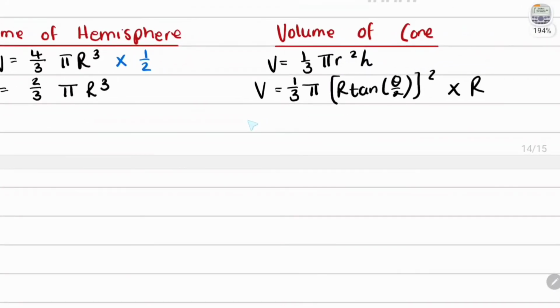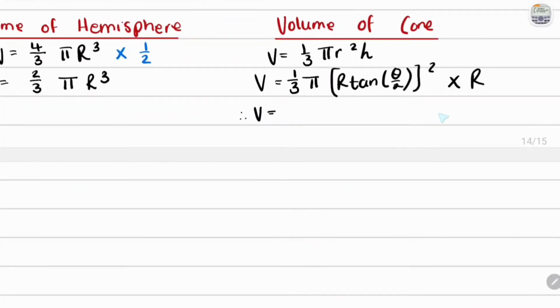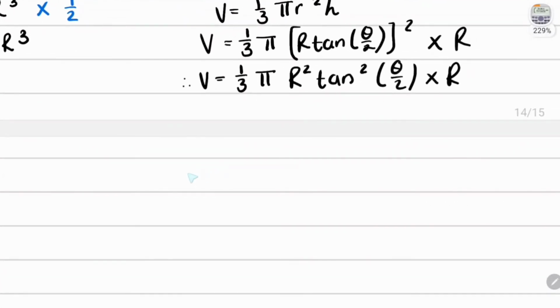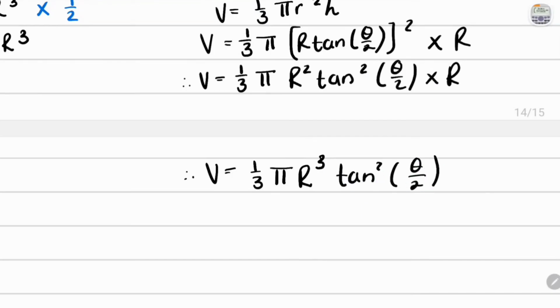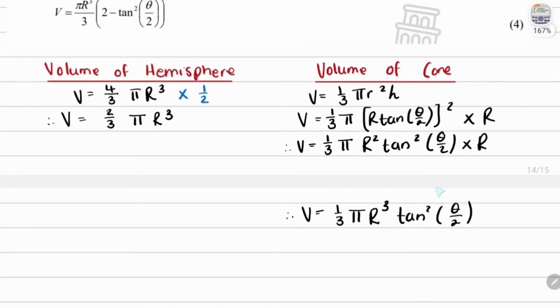Okay, let's simplify this now. So the volume of our cone is, we don't have any other numbers apart from 1/3. So 1/3 pi, then this whole thing is squared. So R gets squared, giving you R squared, and tan gives you tan squared theta over 2, and then multiply by R. The R's still need to multiply, so the volume here is going to be 1/3 pi R to the power of 3, because those R's multiply, and then tan squared theta over 2. Okay, so that is the volume of the hemisphere and the volume of the cone.